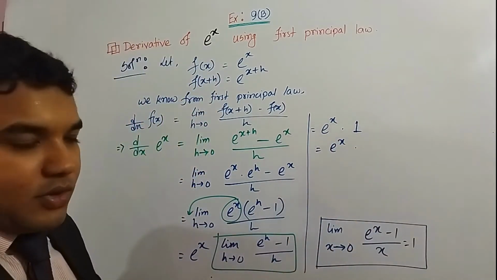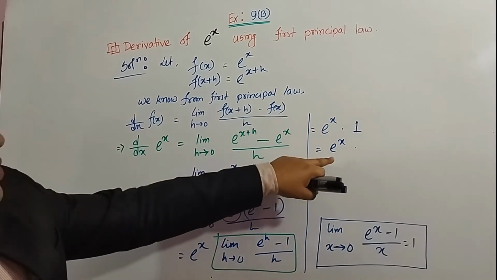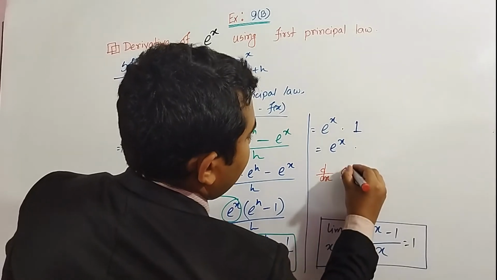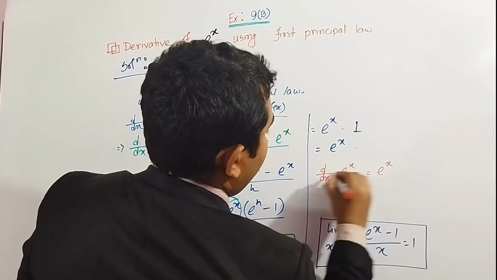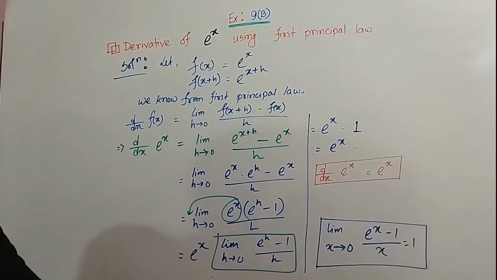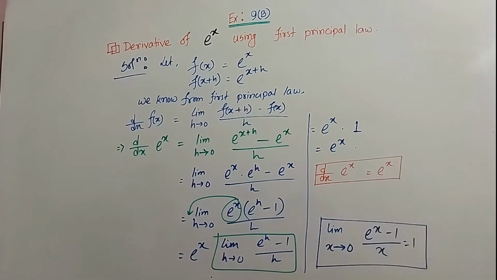What have we actually found here? We have found a very simple thing, that is d/dx of e to the power x is equal to e to the power x. d/dx of e to the power x equals e to the power x. Okay, so let's have a look at our next math.